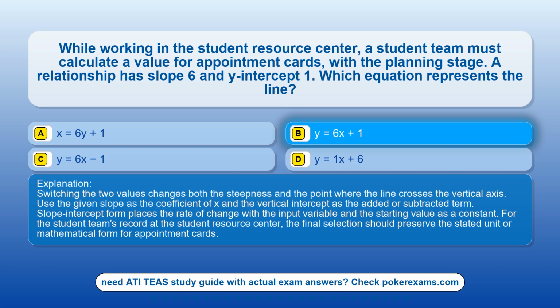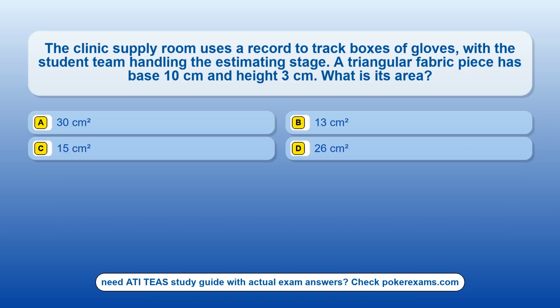Switching the two values changes both the steepness and the point where the line crosses the vertical axis. Use the given slope as the coefficient of x and the vertical intercept as the added or subtracted term. Slope-intercept form places the rate of change with the input variable and the starting value as a constant. For the student team's record at the Student Resource Center, the final selection should preserve the stated unit or mathematical form for appointment cards.